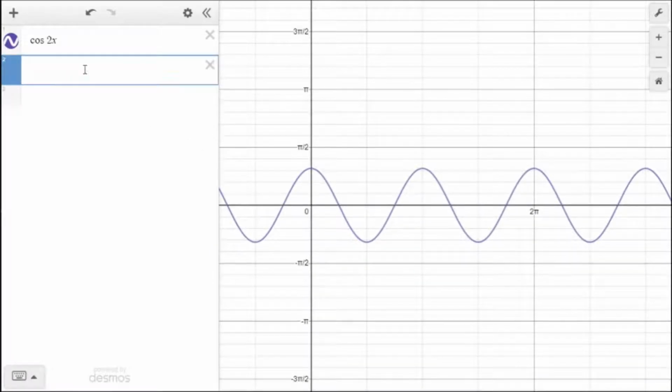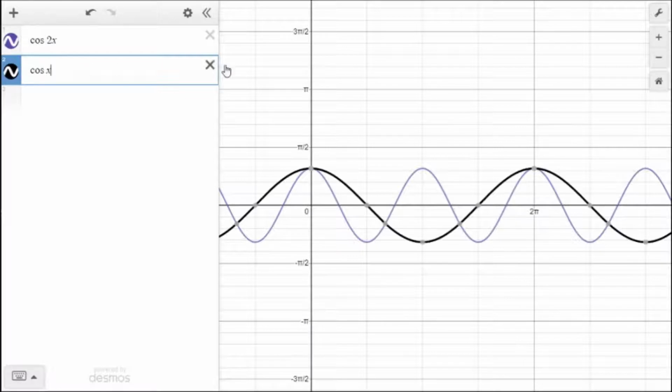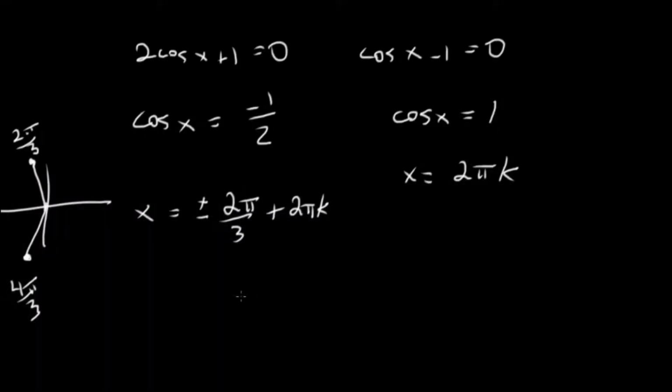And let's go ahead and add cosine x. We are intersecting at 2 pi over 3, 4 pi over 3, or aka negative 2 pi over 3 plus 2 pi k, 2 pi, and 0, 2 pi k. So this does in fact agree with our solution set that we figured out algebraically. So we know that this answer is correct.